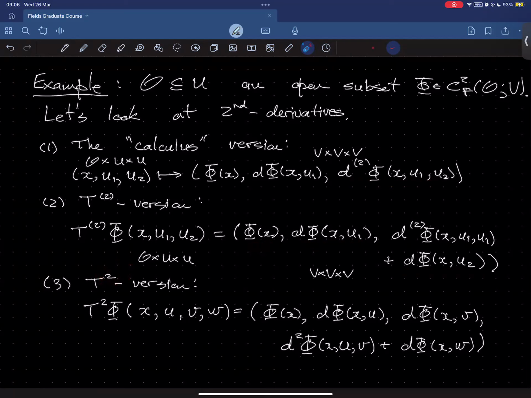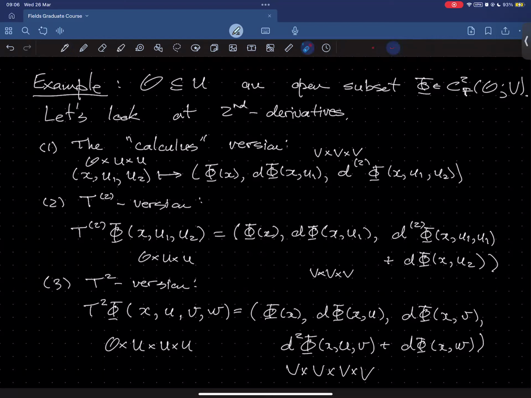Okay, and here the domains change. So the domain here is O cross U, so that'll be TO. And then I'm going to take T of that, and so that's going to introduce U cross U. Okay, so it's bigger. The set of stuff that T2 phi takes as an argument is bigger. And so here I get V cross V cross V cross V.